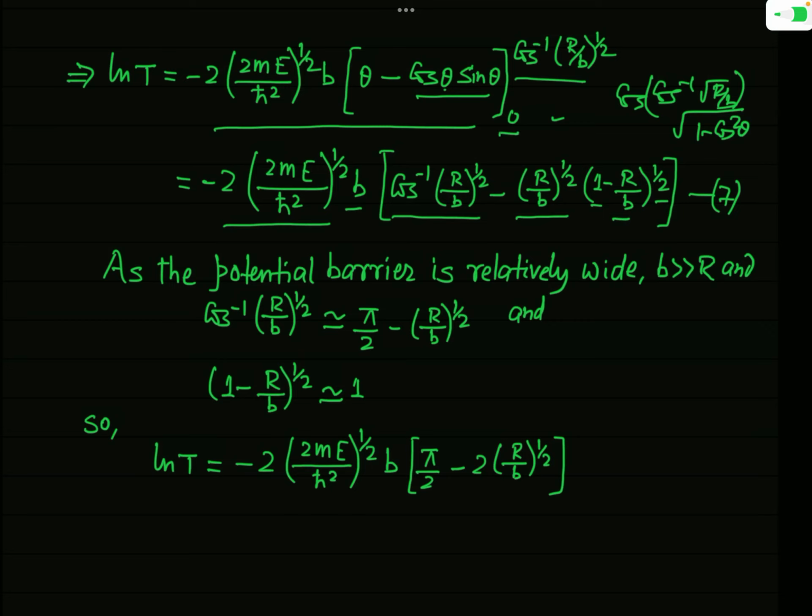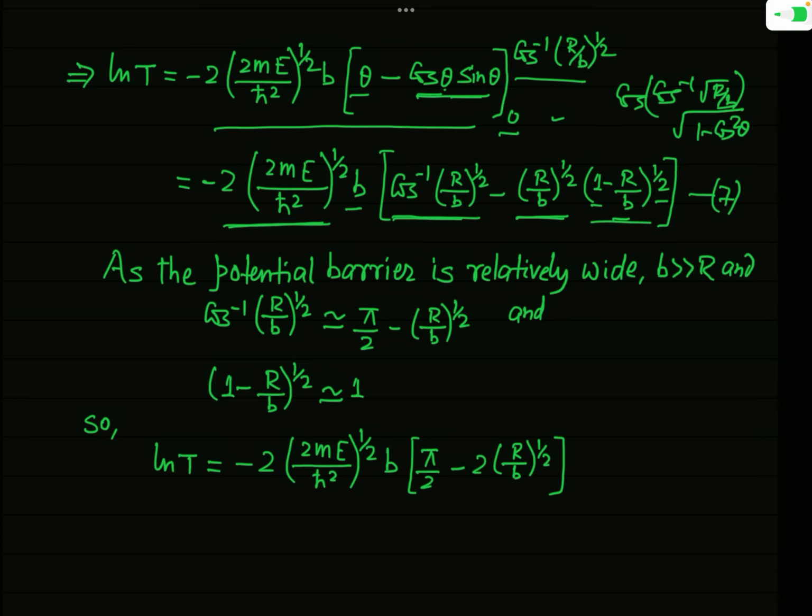Now, when you put the lower limit, both of these terms will be zero, because when theta is zero, this theta will be zero, and cos zero times sin zero, and sin zero is zero. So after substituting the lower limit, both terms will be zero. Your final result is minus 2 times root over 2 me over h bar square times b times cos inverse root over r by b minus root over r by b times square root of 1 minus r by b.